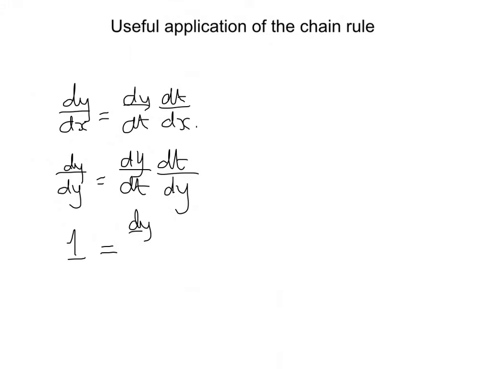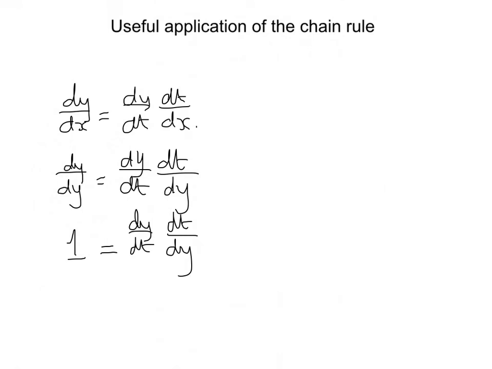1 equals dy by dt, dt by dy. And you might be saying, well, yeah, obviously, because that cancels that. That's what the chain rule says, so you just get dy by dy, which is 1. But what this is showing us is that dy by dt multiplied by dt by dy, this is a function, equals 1. That means these are the reciprocals of each other. That means if I know dy by dt, then its reciprocal, literally 1 over that function, is dt by dy.